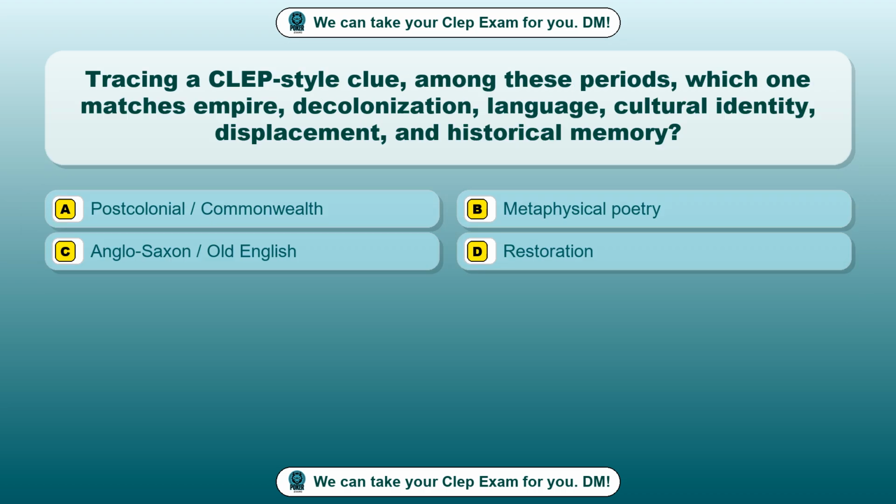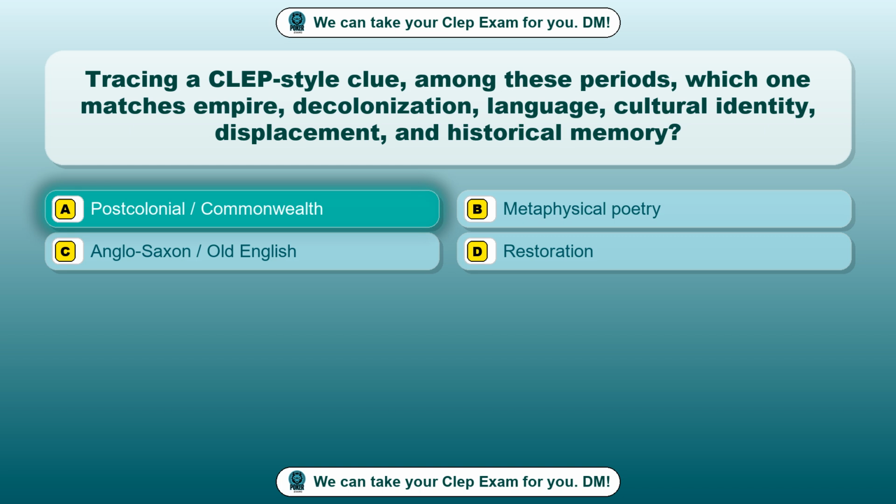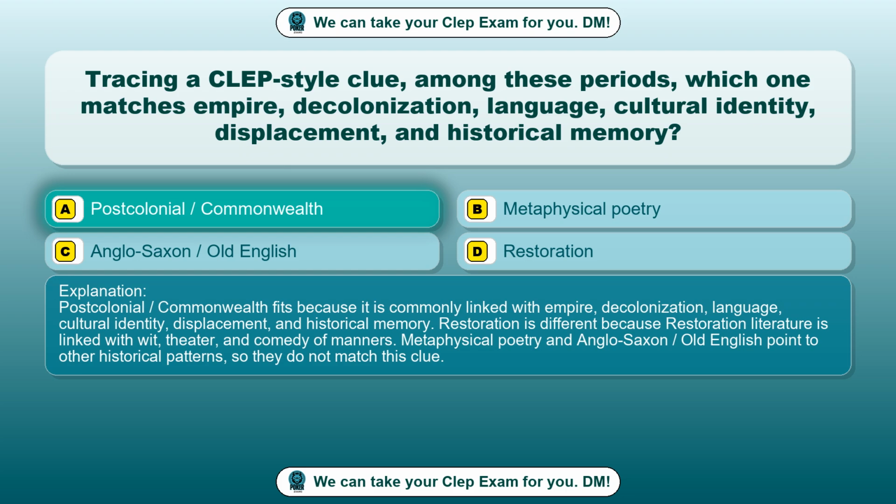Question 52. Tracing a CLEP-style clue among these periods, which one matches empire, decolonization, language, cultural identity, displacement, and historical memory? Option A, Post-colonial/Commonwealth. Option B, Metaphysical poetry. Option C, Anglo-Saxon/Old English. Option D, Restoration. The correct answer is option A, Post-colonial/Commonwealth. Post-colonial/Commonwealth fits because it is commonly linked with empire, decolonization, language, cultural identity, displacement, and historical memory.